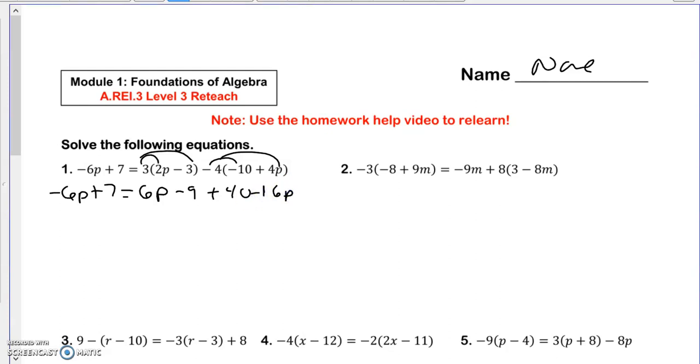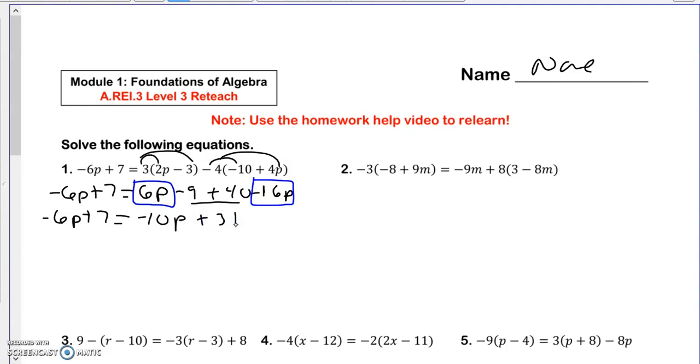After I do that, I need to combine like terms, so I'm going to put these in a box, and I'm going to underline these because I'm going to combine them. So I get a negative 6p plus 7 equals, and I'm going to get a negative 10p because the minus 16, and that's going to get me a plus 31 because the 40 is bigger.